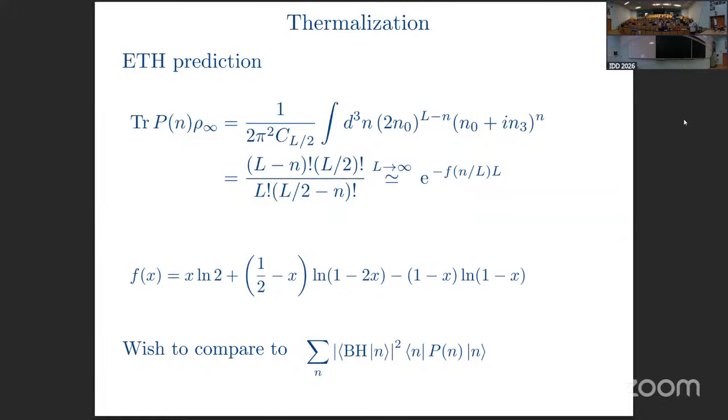So we know what our prediction for the time averaged expectation value is, and we want to compare it to what we get in the diagonal ensemble. And that is something we compute numerically.